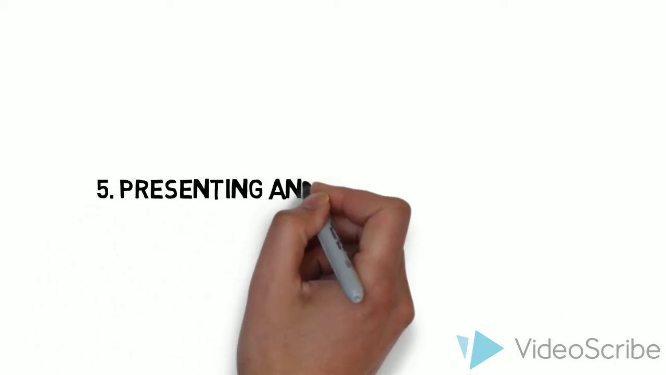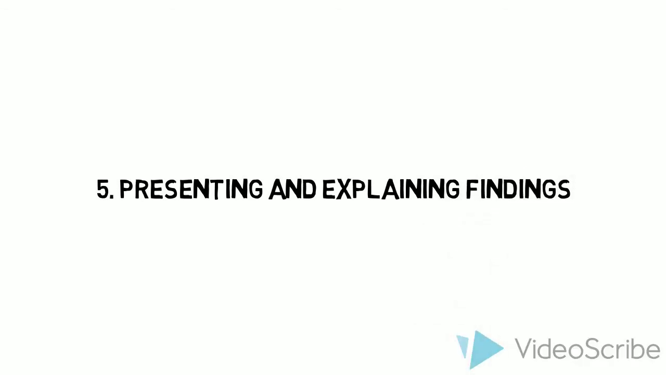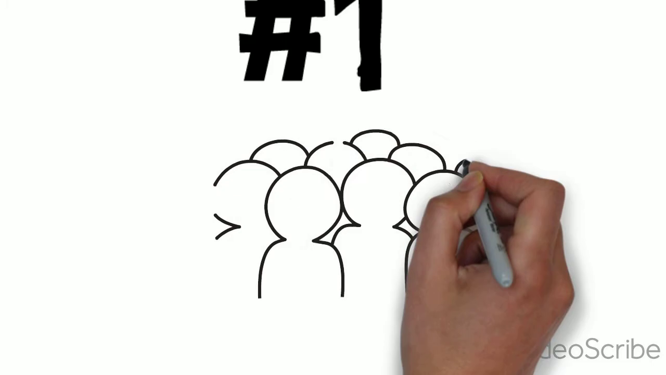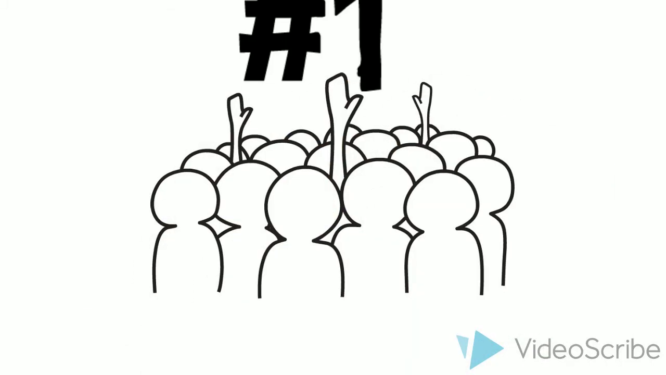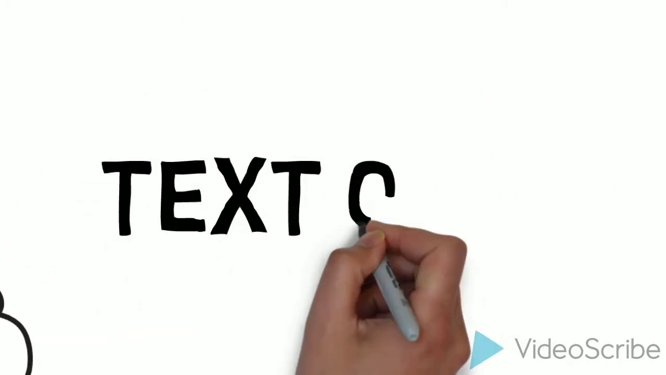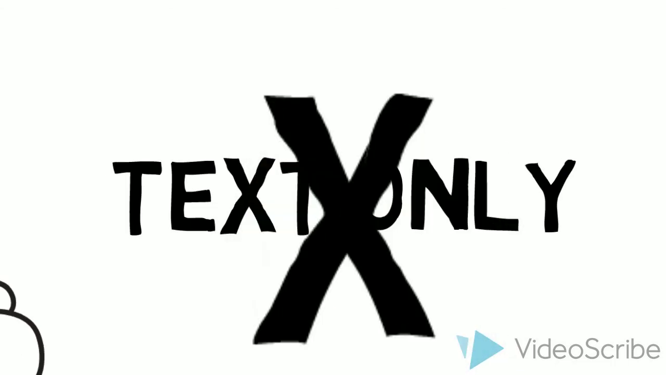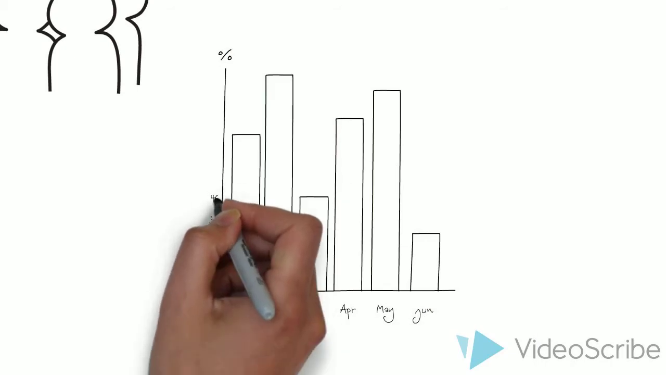Step 5, presenting and explaining findings. The first people who should have findings of the research is the community where the research was done. Communicating the findings can be tricky, especially when we find ourselves working with a population that has low literacy rates. Instead of the findings being only text, we could include graphs and conversations around the findings.